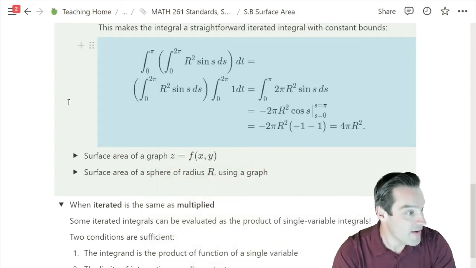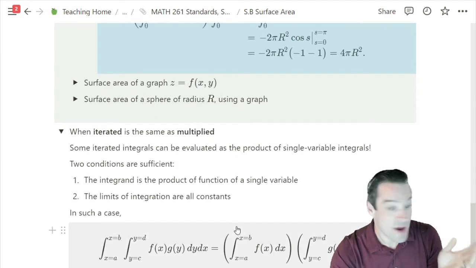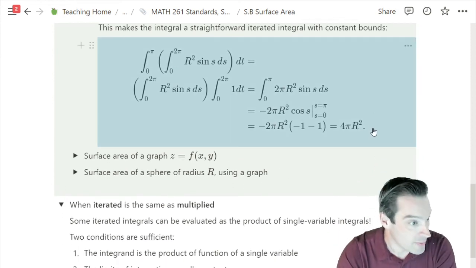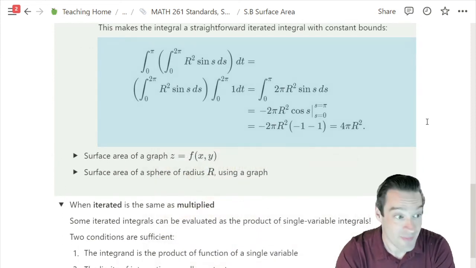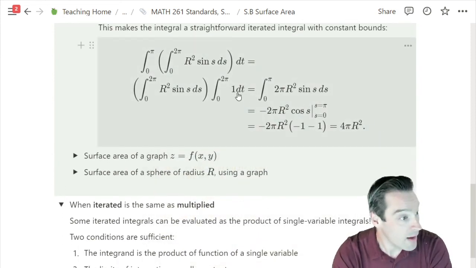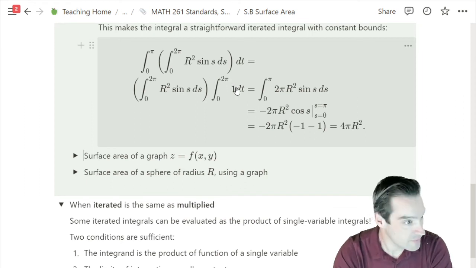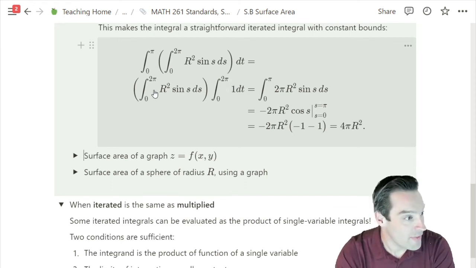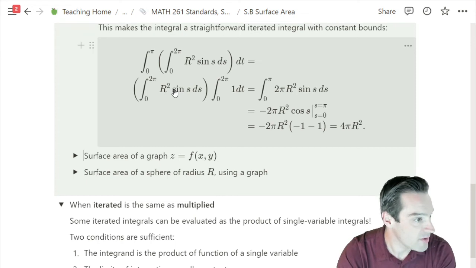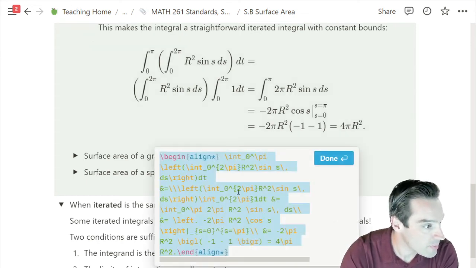But whether we evaluate it as a product of integrals or as an iterated integral, we end up with 4 pi r squared as the answer. 2 pi coming from the t integral, from 0 to 2 pi of 1, and then r squared times a 2 coming from, whoops, this is a typo, sorry, this s integral goes from 0 to pi, not 0 to 2 pi.